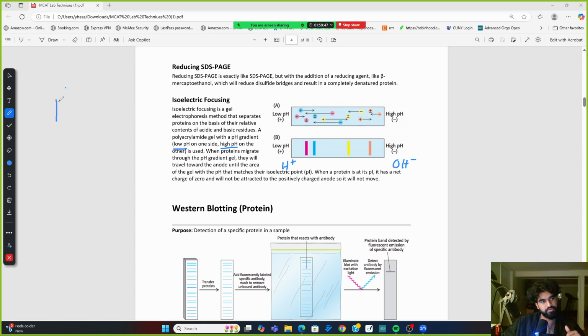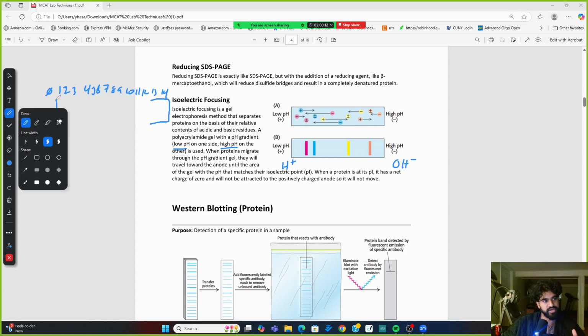Okay, so let's say that we had a bunch of proteins and we dropped them. Let's make our own little grid. And this is pH 0, 1, 2, 3, 4, 5, 6, 7, 8, 9, 10, 11, 12, 13, 14, all the way up to here.